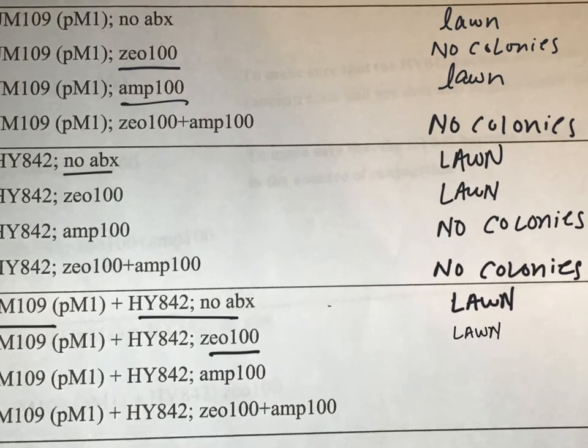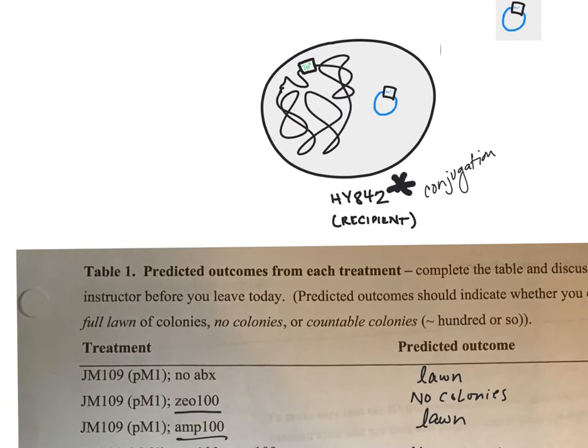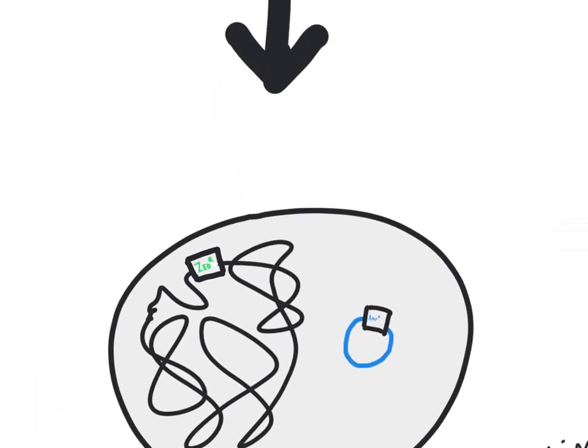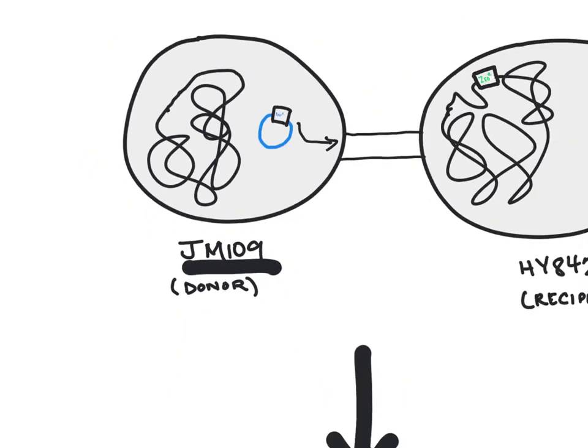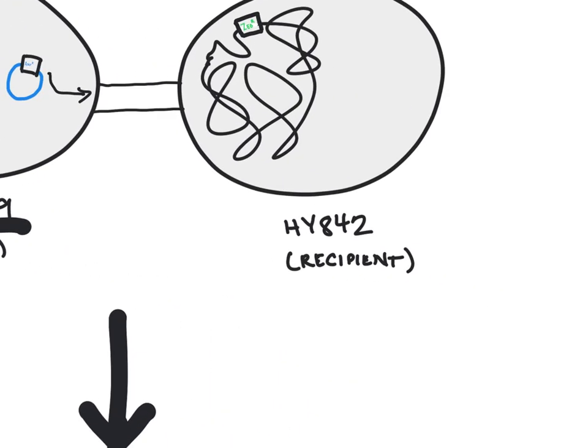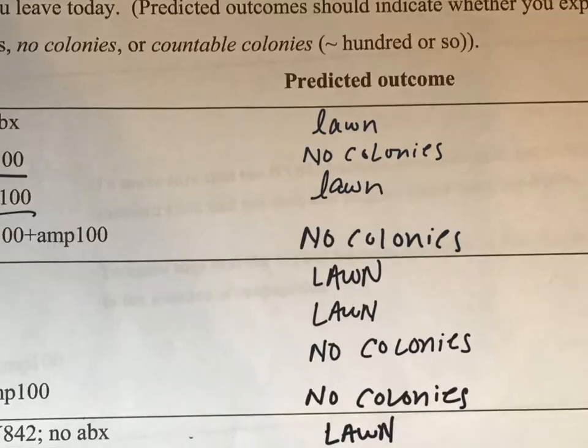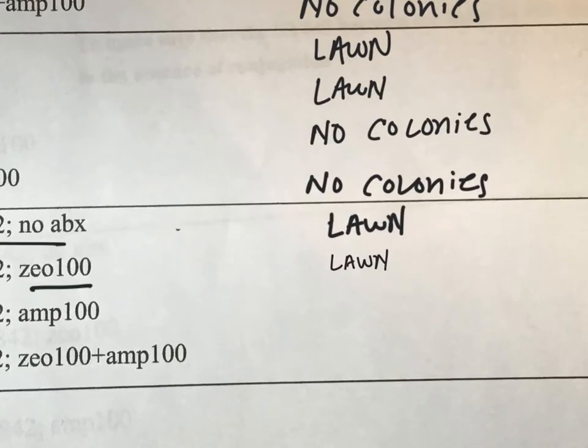Okay, what about when we treat with ampicillin? When we treat with ampicillin, those transconjugants again are resistant to ampicillin, so they should survive. The JM109 parental strain should survive. However, the HY842 should die off. So what we'll see here again is likewise a lawn.